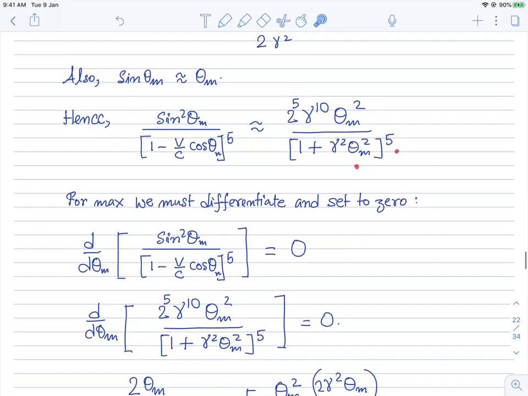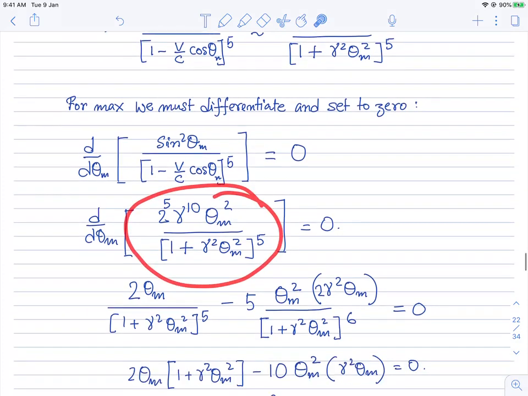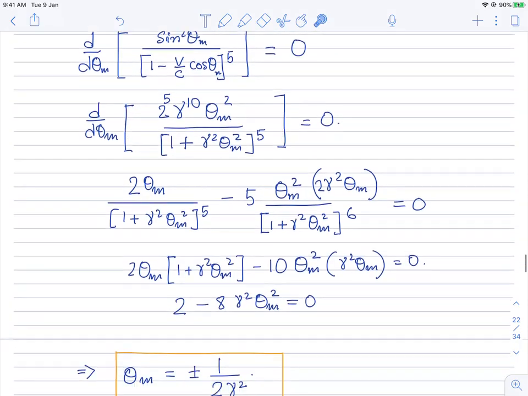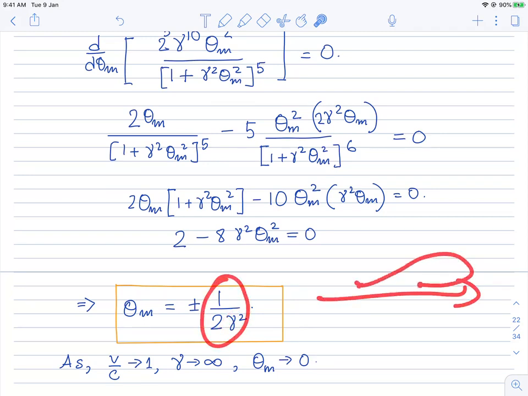Now if you try to find the maxima, we have to differentiate and set it to 0. In the ultra relativistic regime, it is well approximated by this function. If you differentiate and set it to 0, you will see that the solution is theta maximum equals plus or minus 1 over 2 gamma squared. Again, because gamma is very large, this is very close to 0. So these lobes are very close to 0.